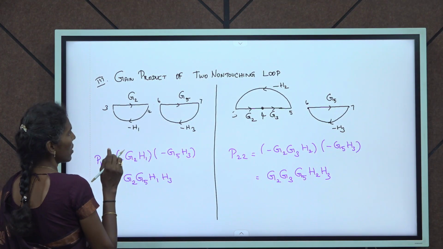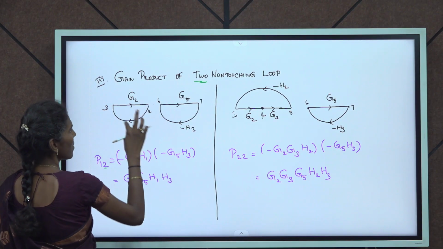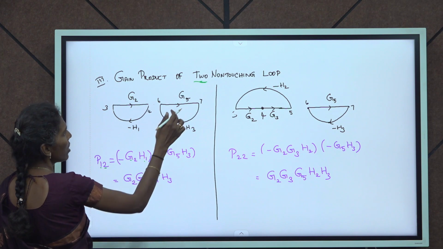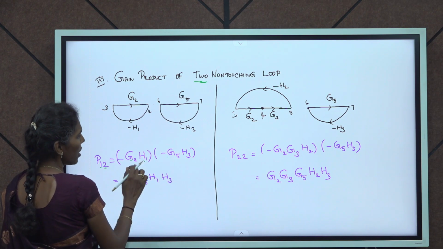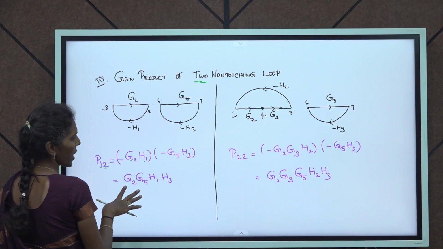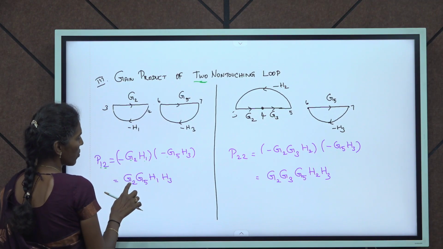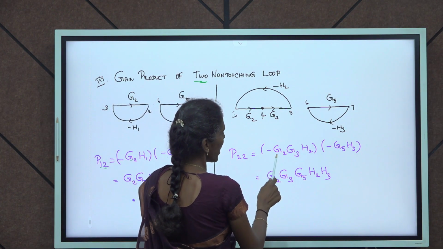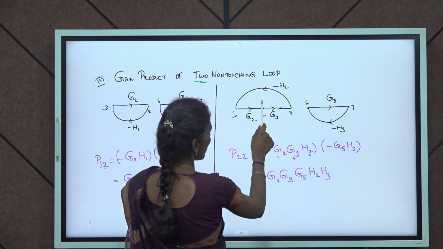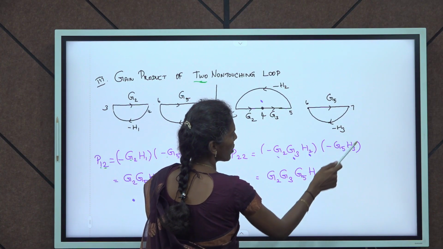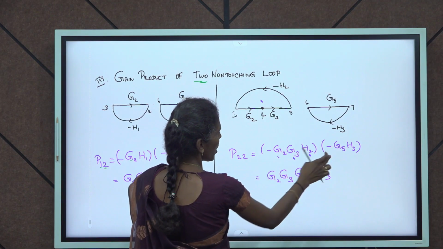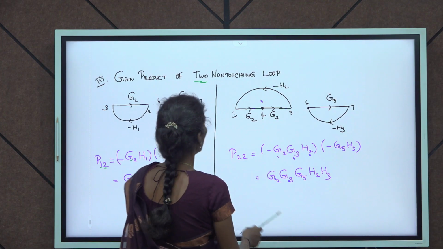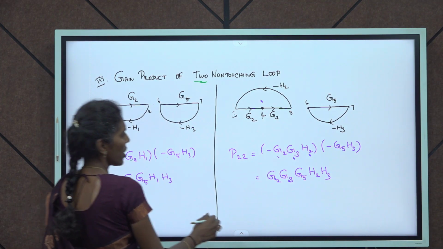Here the 2 indicates the 2 non-touching loops, and this is the first combo, so it is mentioned as P12. Minus G2 into H1 for this loop, and for this loop it is minus G5 into H3. When we take the product, minus into minus will become plus, and we have to write it in the order. So G2, G5, and then H1 into H3. Similarly for the second combo, minus G2, G3 and H2 is for the first loop, and the second, the 6 to 7 node, is minus G5, H3, and we are multiplying it so that we get the output as G2, G3, G5, H2, H3. So this is the output of the gain product of 2 non-touching loops.